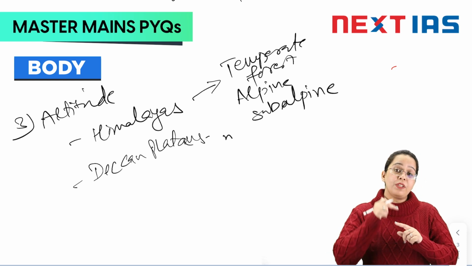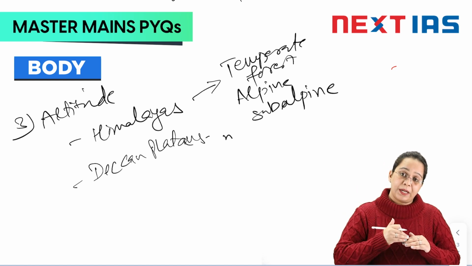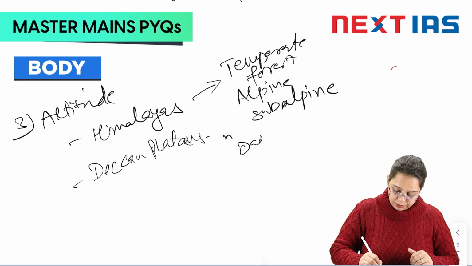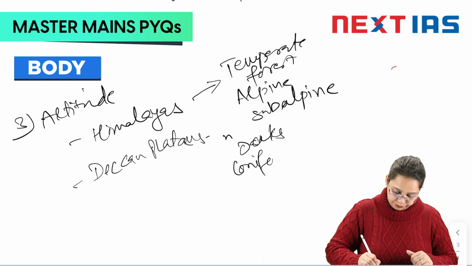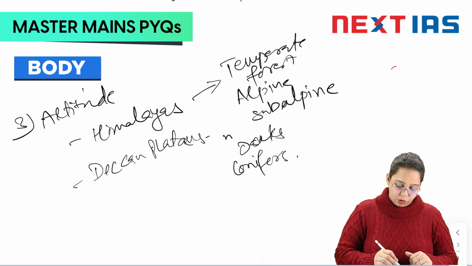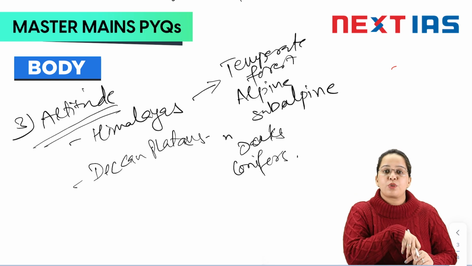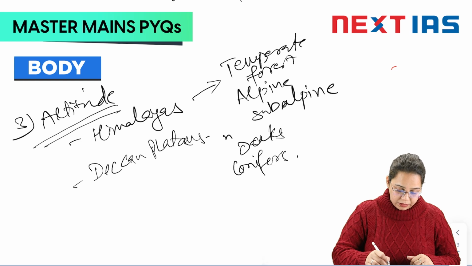Because of the change in the altitude, the vegetation also changes from plains to the higher altitudes. And here you will find oaks. If you want to write an example, you can find oaks and conifers. So altitude and topography of a particular place is also responsible for a different type of natural vegetation. Now, let's see the fourth point.